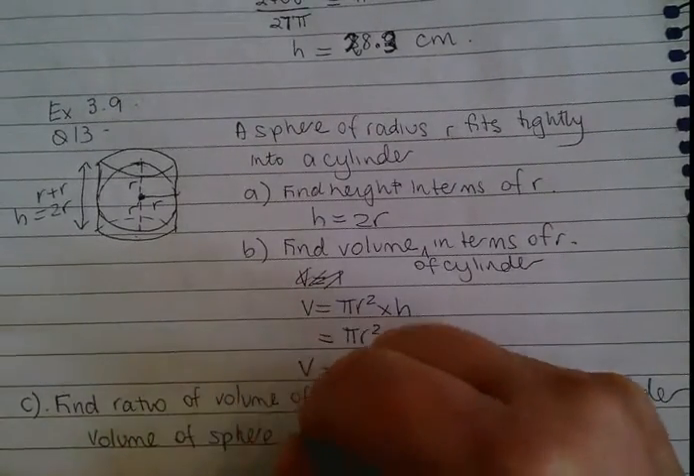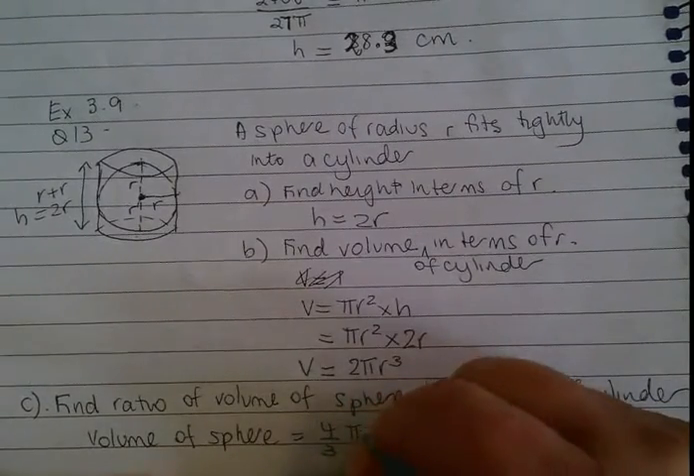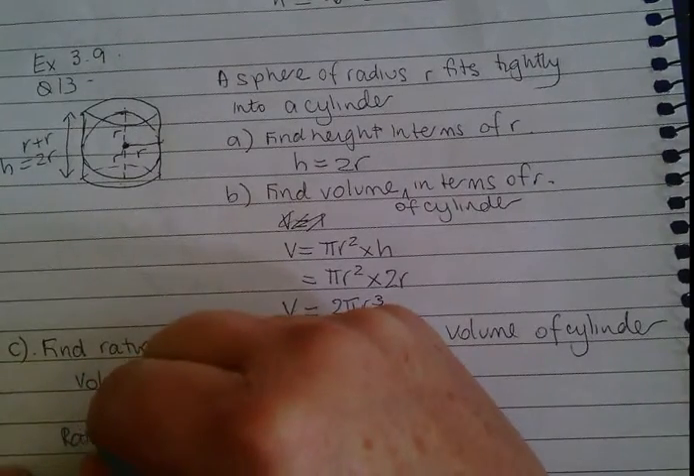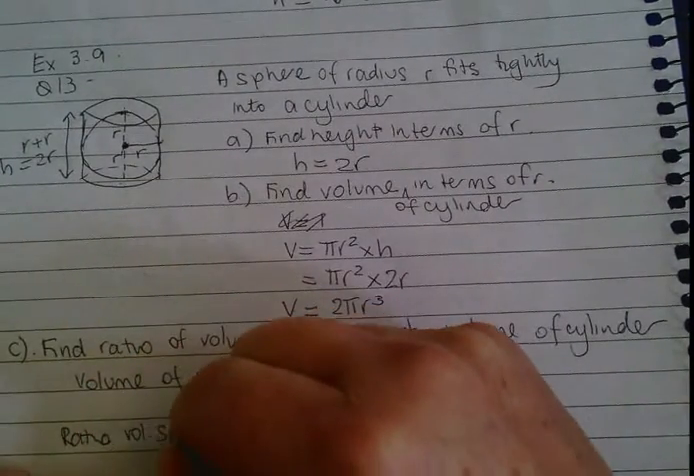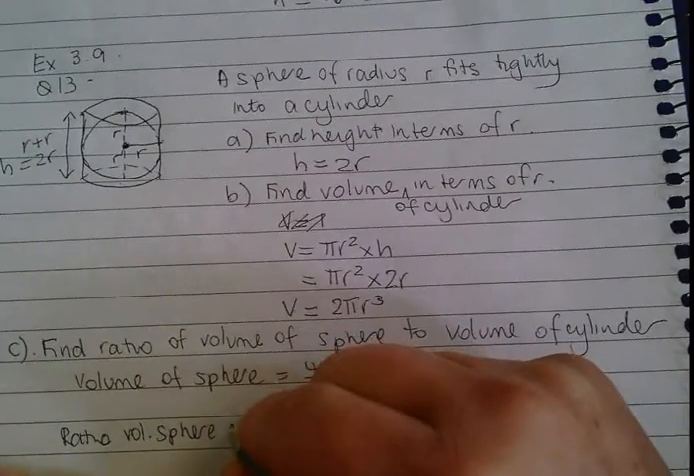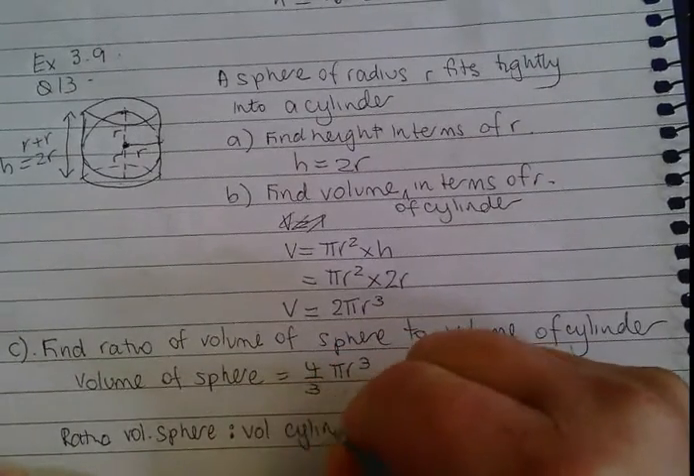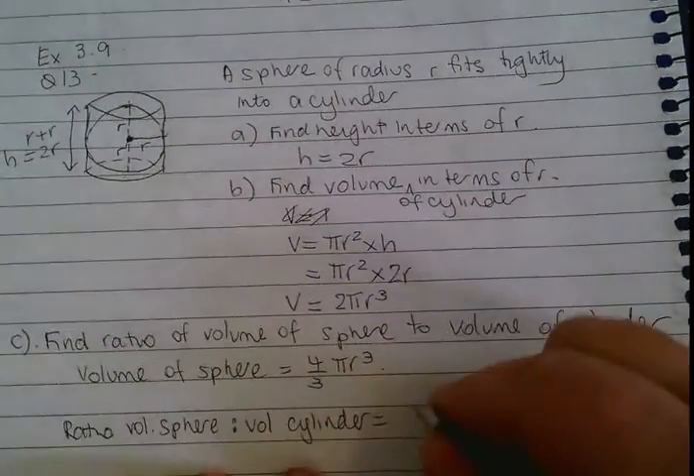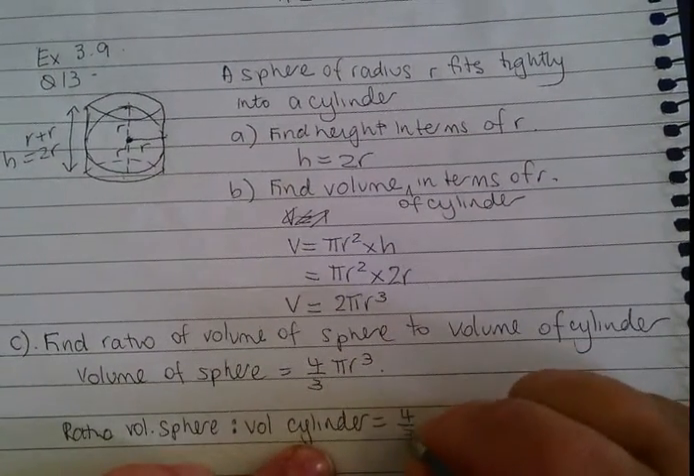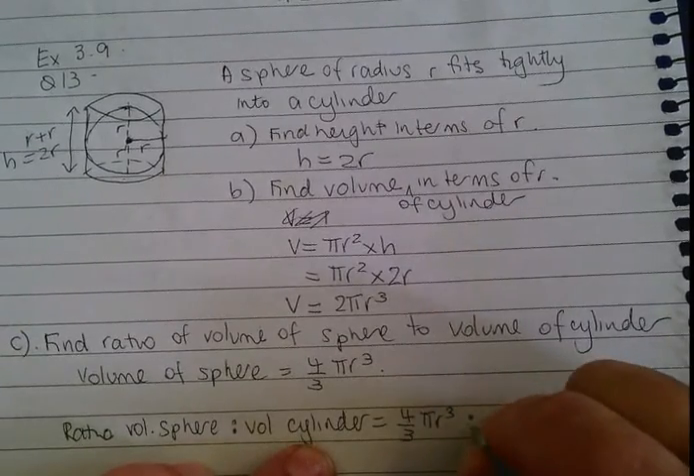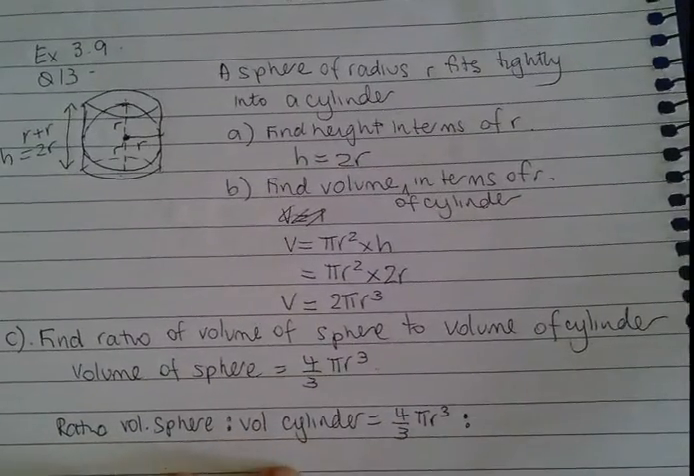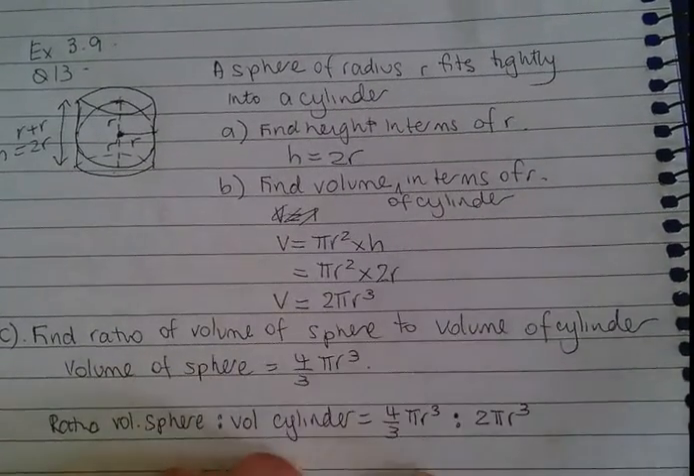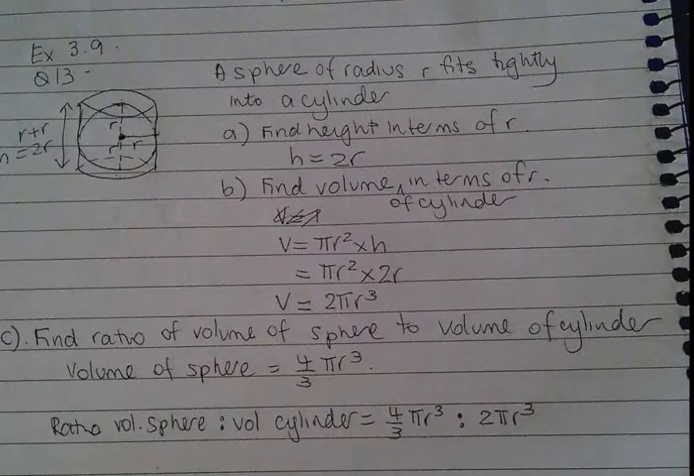What's the formula? 4/3 pi r cubed. Now I do the ratio. Ratio of the volume of sphere to volume of cylinder. Now, remember we did ratios in year 8? So the volume of the sphere is 4/3 pi r cubed, dot dot, means ratio. What's the volume of a cylinder? 2 pi r cubed. Do you remember when we do ratios, everything's got to be in the same units?